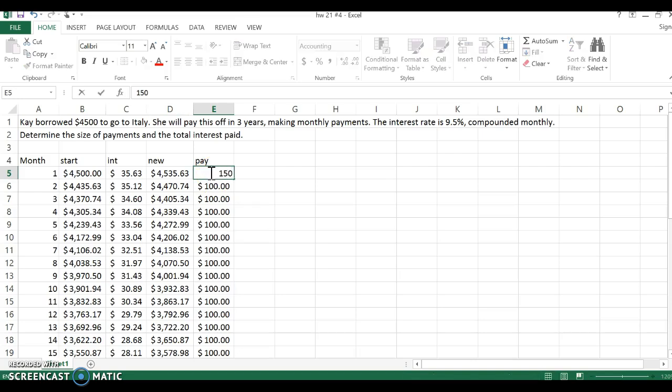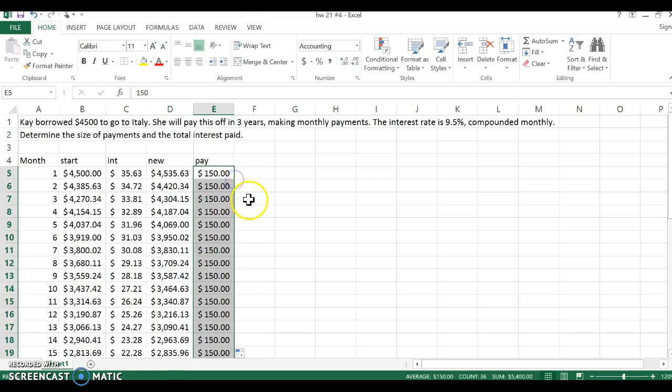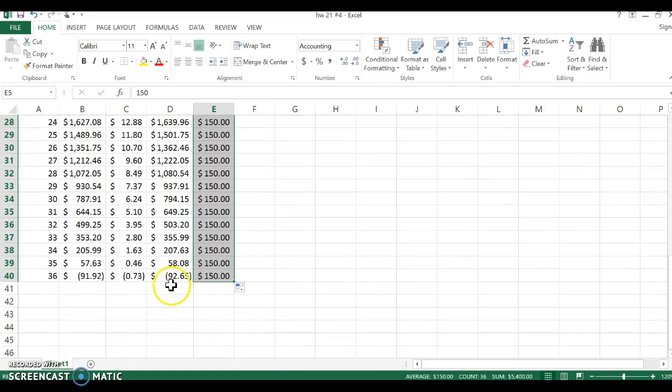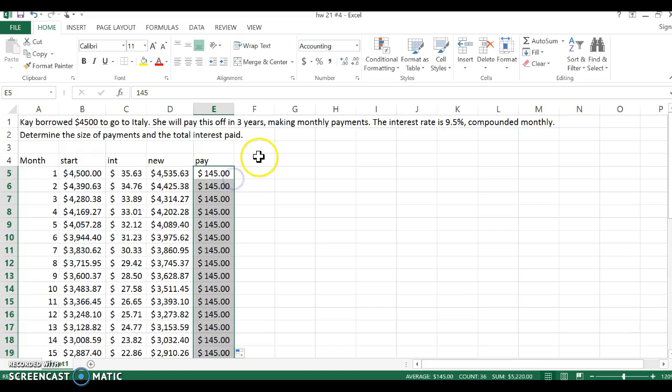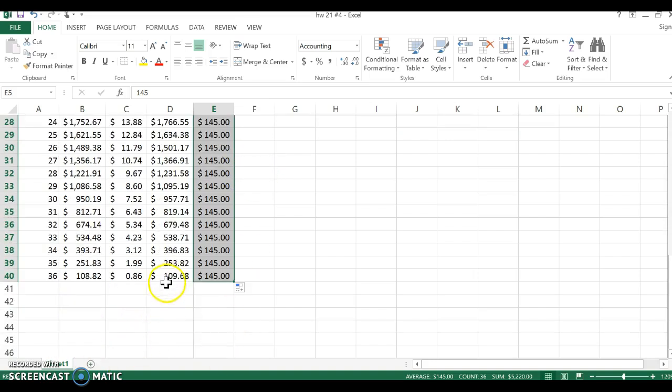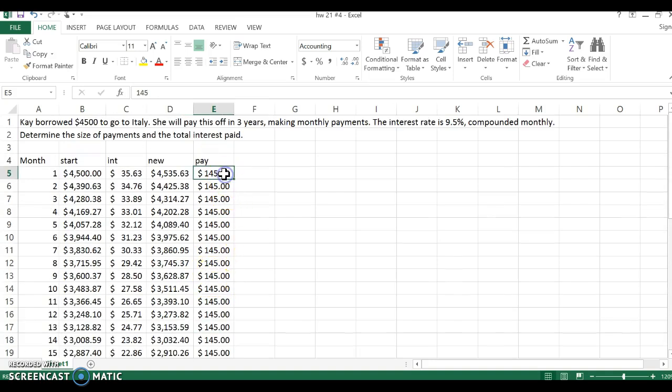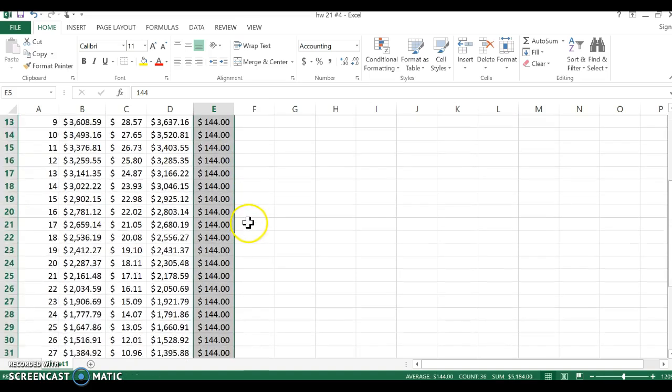Let's try 150. Again, I have to double click on the green box. Oh, no, when you see here in D40 that you have the numbers in parentheses, that means negative. I'm too high, but not by much, because in month 39 I was still paying. So let's not go too much lower. Let's try maybe 145. Again, double click to auto-populate. Oh, we're getting really close. Look, we owed 109 that last one. 145 is just a little bit too high. Let's try 144. Again, double click on the green box to make it auto-populate.